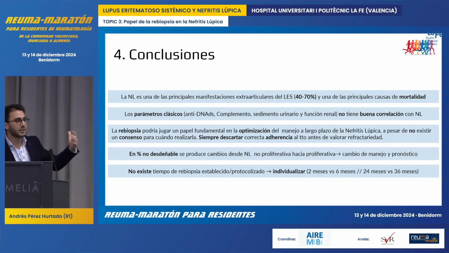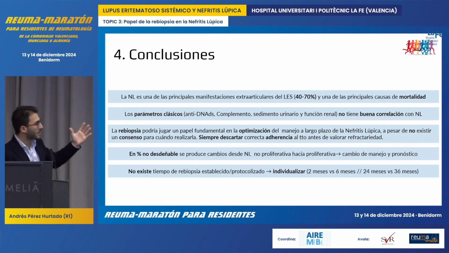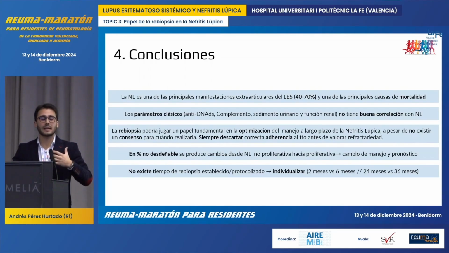On the other hand, as I've tried to emphasize throughout the presentation, the role of the repeat biopsy allows us to practice precision medicine, helping us to optimize treatment and avoid exposing patients to potentially toxic medication unnecessarily, or conversely, to determine whether we are under-treating or over-treating. And always, before concluding that the treatment is ineffective or that the disease is resistant to treatment, always assess therapeutic adherence. In a significant percentage of cases, as you've already seen, lupus nephritis is dynamic. In a significant percentage, it progresses from non-proliferative to proliferative forms. Be careful, again, remember, that carries a poor prognosis.